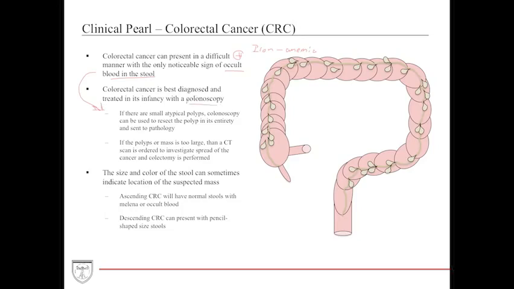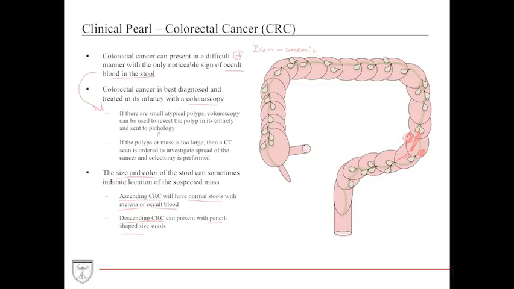A colonoscopy, again, is the most important diagnostic and therapeutic method to help prevent and treat colon cancer. Another important aspect before you get to a colonoscopy is the size and color of the stool. Individuals that may have an ascending colon colorectal cancer will have normal stool caliber or size. However, they could have melena or occult blood, essentially darkened stools. Or they could have a descending colorectal cancer, where there's an obstruction occurring right here, so the stools actually have to become thinner in order to pass through, and they'll become pencil-shaped.